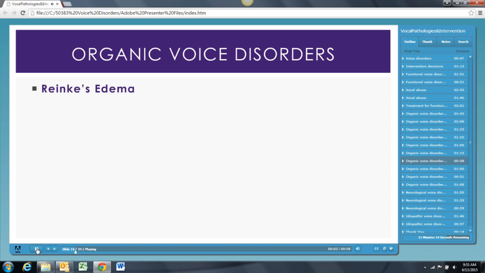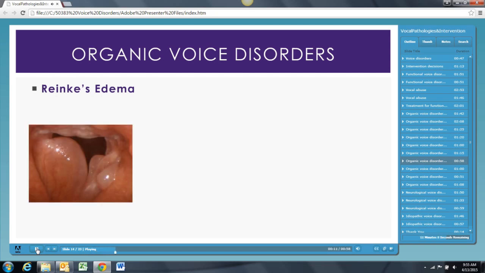Rinke's edema is characterized by chronic swelling in the superficial lamina propria of the vocal fold tissue. In many patients, this swelling is extreme, and the fluid within the vocal folds is thick and gooey and viscous. Rinke's edema is most often seen in people who are chronic smokers, especially females. The thick gelatinous material in the vocal folds also produces a characteristic voice quality that sounds very deep in pitch and very harsh. Treatment recommendations typically include the cessation of smoking.